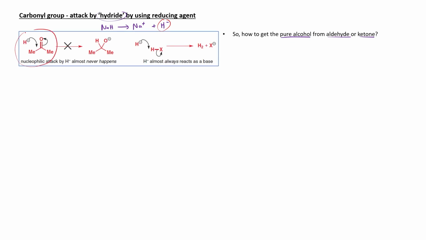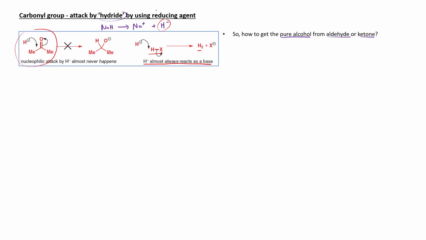Okay, now we want to start to answer the question, how then do we get a pure alcohol from aldehyde and ketone? We know that we cannot use the hydride from NaH, because when NaH dissociates, it gives you Na plus and also hydride ion. This hydride ion will never be able to be used by the aldehyde or ketone, because it will almost always react as a base, meaning that this hydride will attack the smaller molecule like the alcohol or like the halides, and give off hydrogen gas.